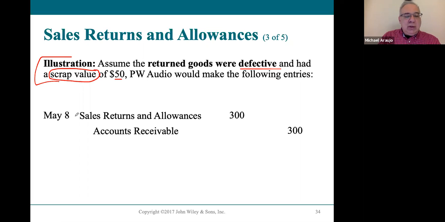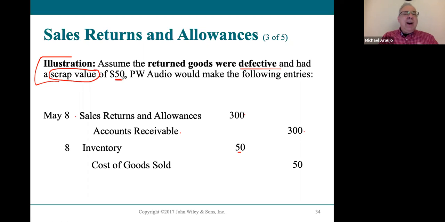So they will show the sales return for 300 and take it out of receivable. However, they will not resell it. So they put it back in their inventory for a very strange scrap value number. Like I said, I prefer something like 9 or 19 or something ridiculous. Macy's uses a penny, for example, and cost of goods sold would also need to be reversed to some degree to show that that's a defective piece of inventory that was returned.